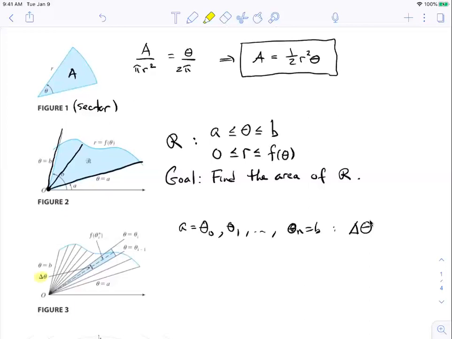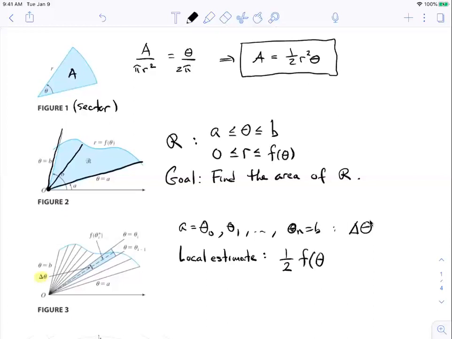Because the curve f of theta is not a circle, that little blue shaded region in figure 3 is not the sector of a circle because the radius is changing. But if delta theta is small, we can approximate it with the sector of a circle. So if we make our local estimate, returning to our theme of local estimates when we're thinking of integrals, our local estimate for that area would be 1/2 the radius squared, because I'm thinking of that blue thing as a sector of a circle. And what's the radius of the sector? Well, I'll just assume that it's f of theta.